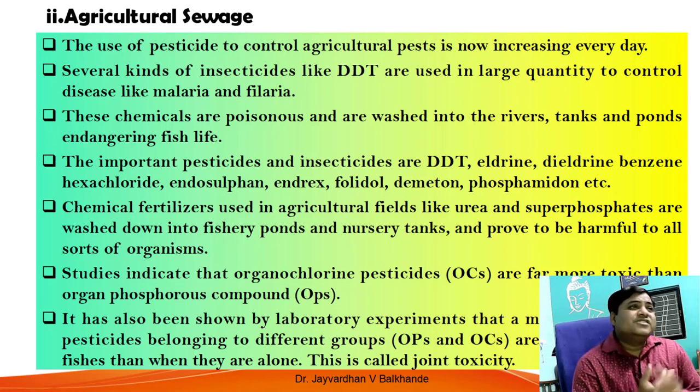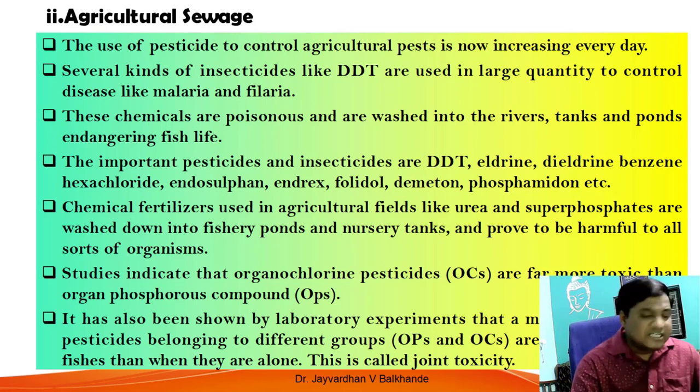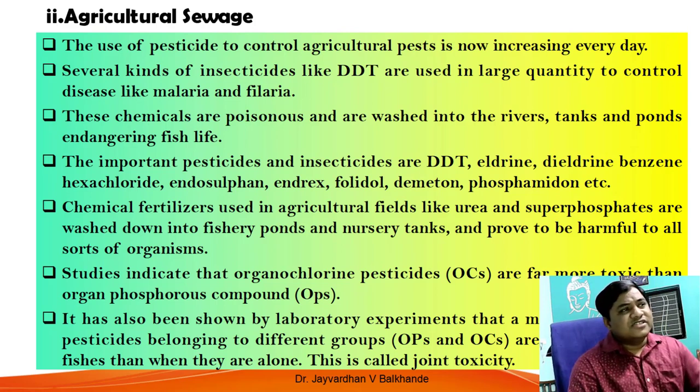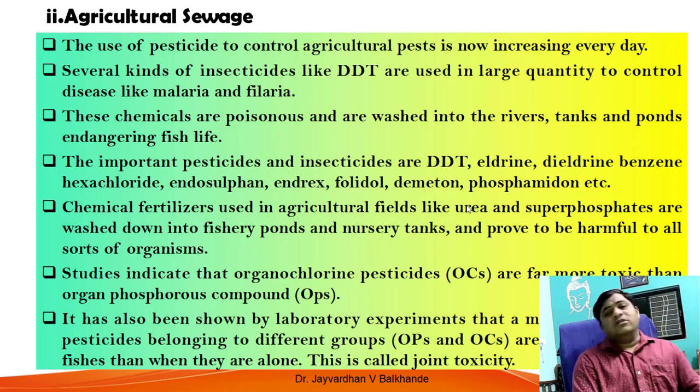Now the next is agricultural sewage. The question is, can agriculture give sewage water, or is agriculture a man-made hazard? In some cases, yes. How can you see this? The use of pesticides to control agricultural pests is increasing every day. A number of diseases occur on crops.